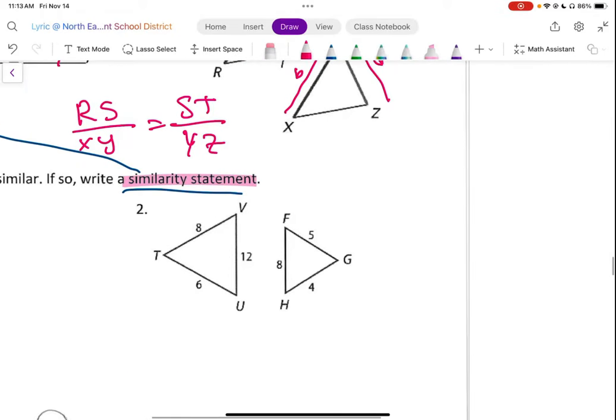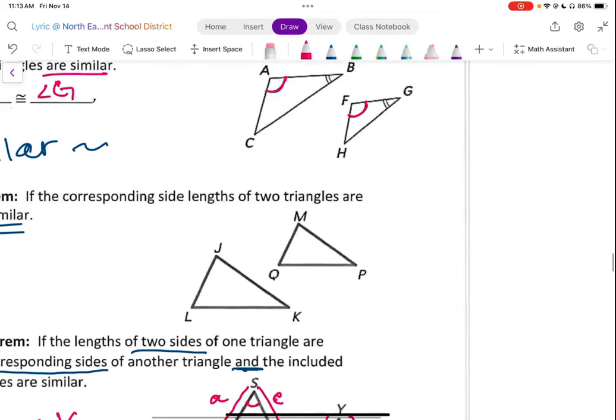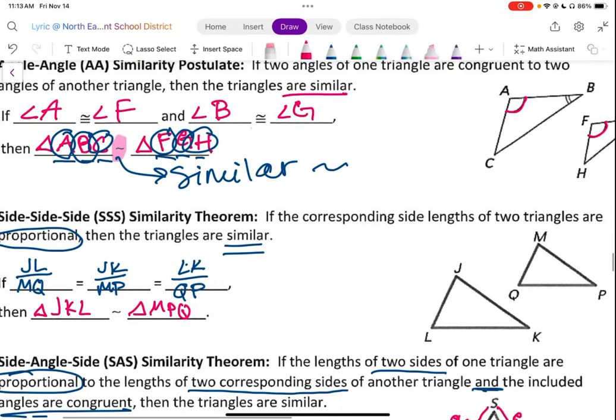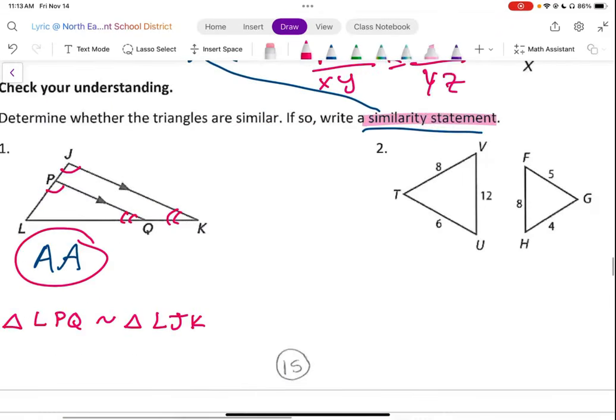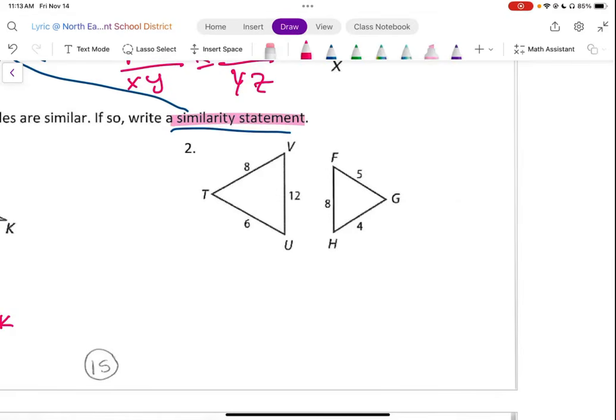All right, number two. We have a bunch of sides here. We need to see if any of these sides are proportional, because if they are proportional, then we could use the side similarity theorem. So let's make some fractions. We could say that 8 and 12. So 12 divided by 8 simplified gives us, okay, I see, my bad. 12 over 8 would be one proportion.